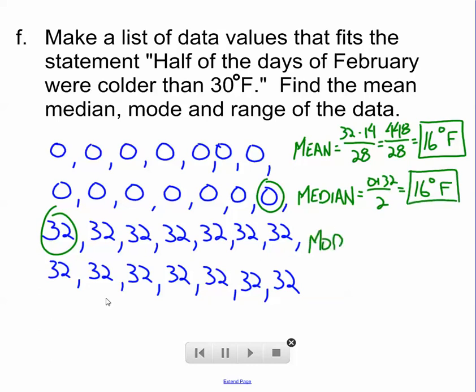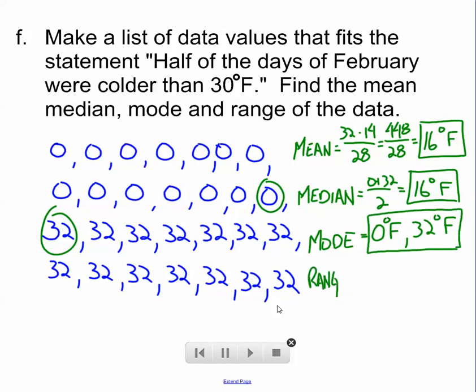And the mode would be the number that occurs most often. In this case, it's 0 degrees Fahrenheit and 32 degrees Fahrenheit. And the range is the biggest number minus the smallest number. So it's going to be 32 minus 0, or 32 degrees Fahrenheit is the range, the variability of the data.